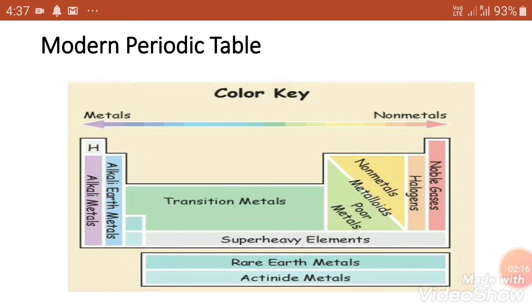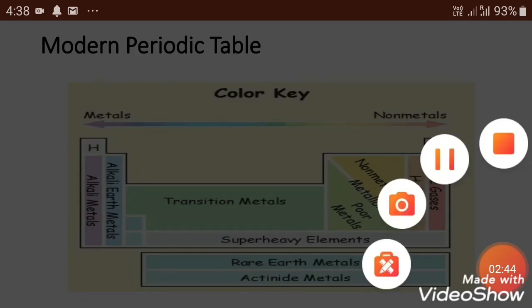As we know, our modern periodic table is divided into a total of 4 blocks. The first and second groups are called the S block, and the middle portion, where it's written transition metal, is called the D block. The remaining right-hand side columns are called the P block, and the bottom two periods are called the F block elements.